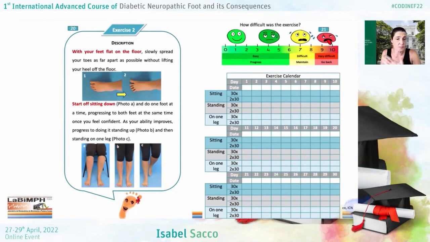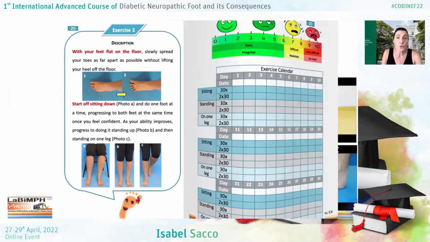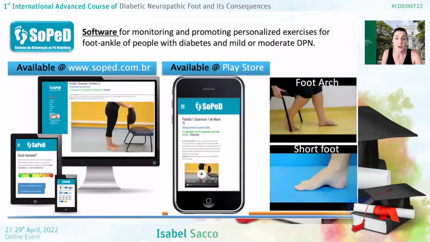If you're interested, please feel free to contact me if you want to translate and use this booklet in your setting. We also developed software for monitoring and promoting personalized exercises for the foot and ankle. This is free and public software, and it's available in English, in Portuguese, and any other language, just using the Google translation tool. It's available on the web and as a mobile app that can be downloaded from the Play Store, just for Android for now.